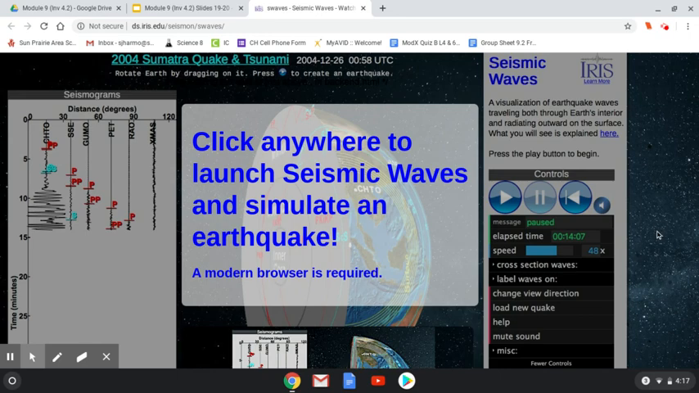The nice thing about this is if we had been in school, Ms. Perkins, Ms. Pletz, Mrs. Kademan, we would have walked you through this on the smartboard. So click anywhere to launch the seismic waves and simulate an earthquake. I'm going to go ahead and click over here. And then once we do that, I want to get our bearings a little bit.